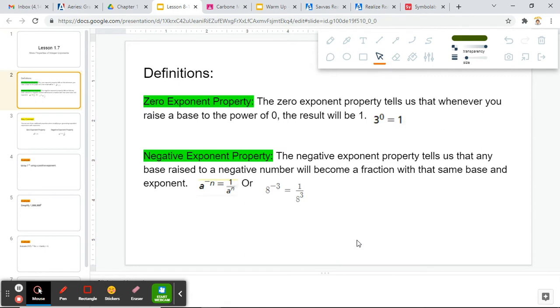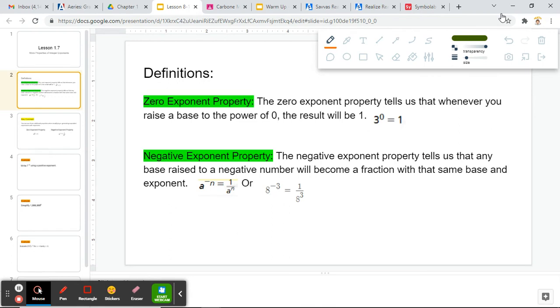So our first one is the zero exponent property, and I'm sure this sounds pretty familiar to all of you. The zero exponent property tells us that whenever you raise a base to the power of 0, the result will be 1. So the example I gave you here was 3 to the 0 is equal to 1. And this works for anything. We could raise any number we want to the power of 0, and we would get back 1. So if I do 0.25 to the power of 0, I get 1. If I do, let's say, 1,000,000 to the power of 0, that's going to return us back to a 1 as well. So anything you raise to the power of 0, you will get 1.